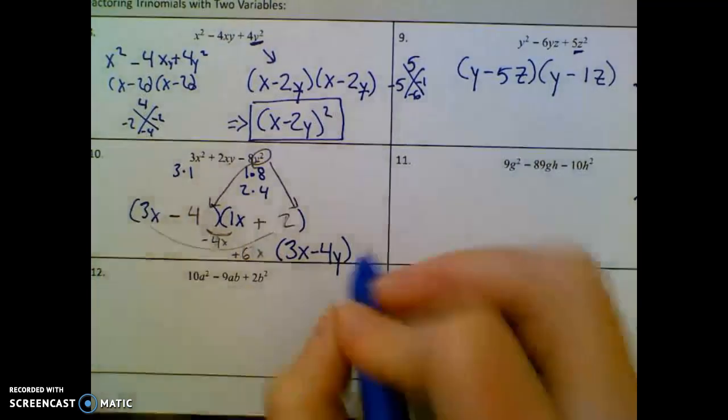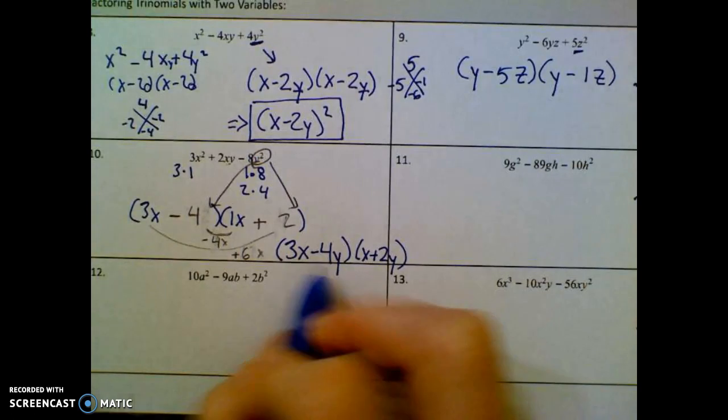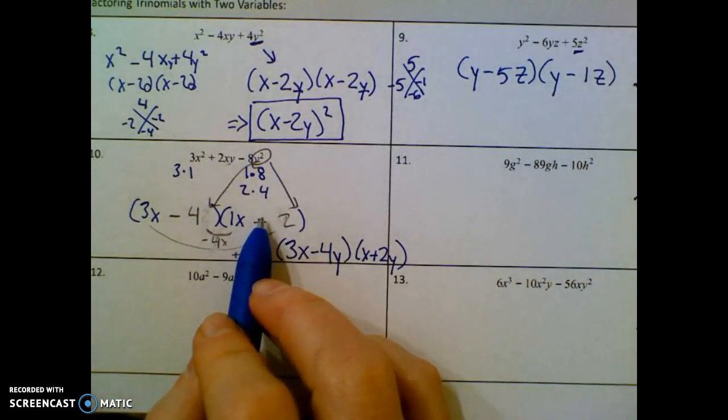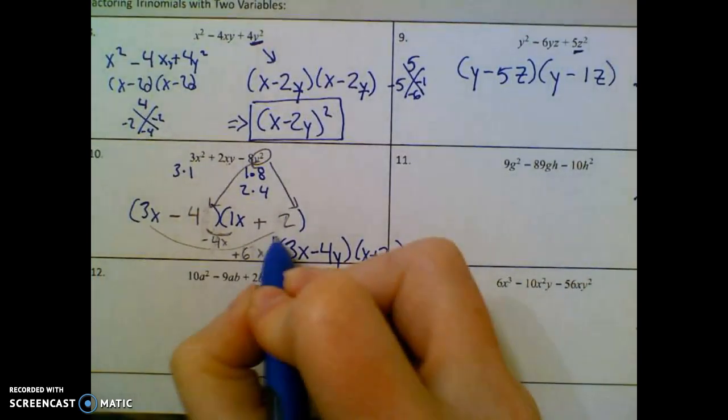Okay, ran out of space here, but it's okay. And x plus 2y. So same exact answer I would have had without the variable added on, and just add that variable on at the end.